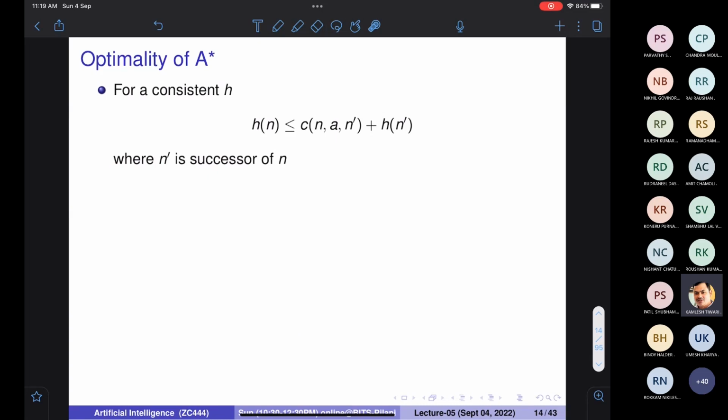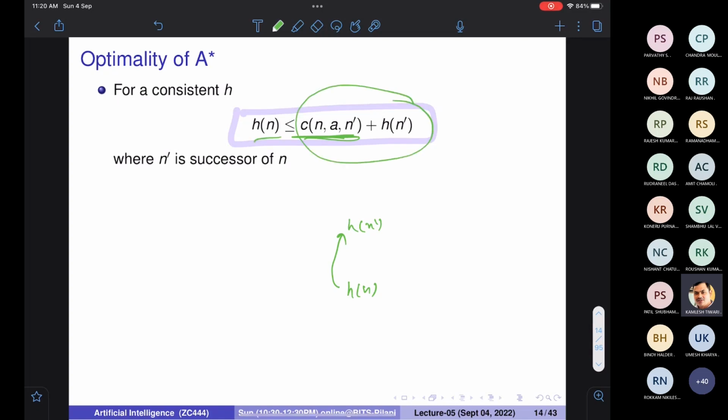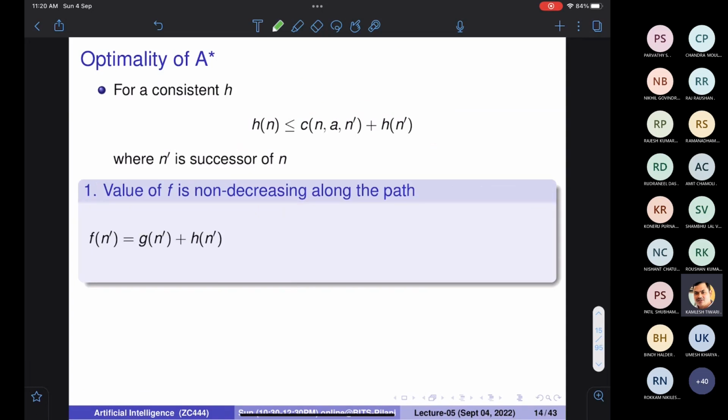Now let us see what is the proof for the optimality of this. And this proof relies on the idea that we have already discussed, that if you want to find out the H value on a particular node, and there is another node with some value, you have to find out how much cost you are going to incur if you add that particular part. So this value is going to be larger than any in this particular value. Now you must understand that the value of F is non-decreasing along the path.